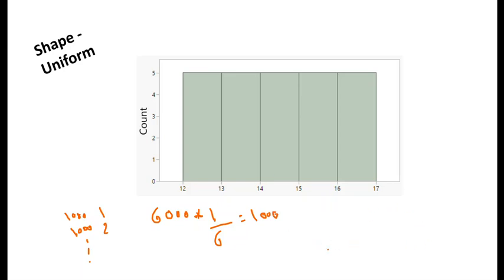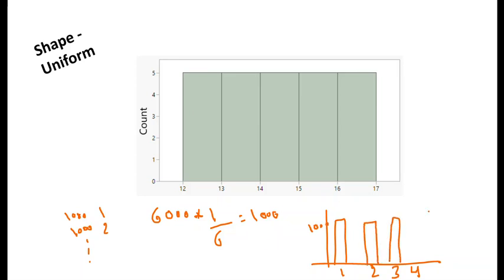Now, if we represent the frequency of outcomes using a histogram, then we will get the same height for each outcome, right? It would be like this, 1,000 for this one, 1,000 for this one, 1,000 for this one. So the data points in this example follow the uniform distribution. Sorry, not the normal, the uniform distribution.